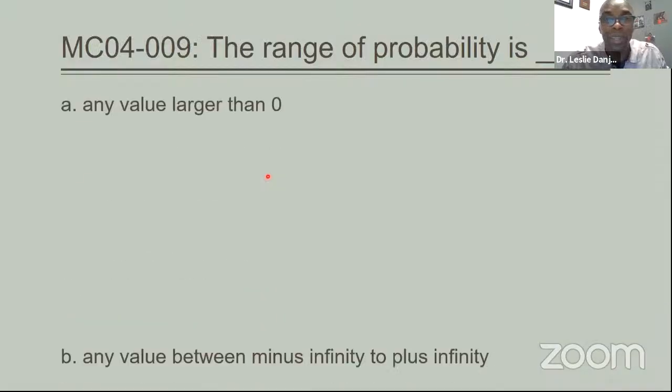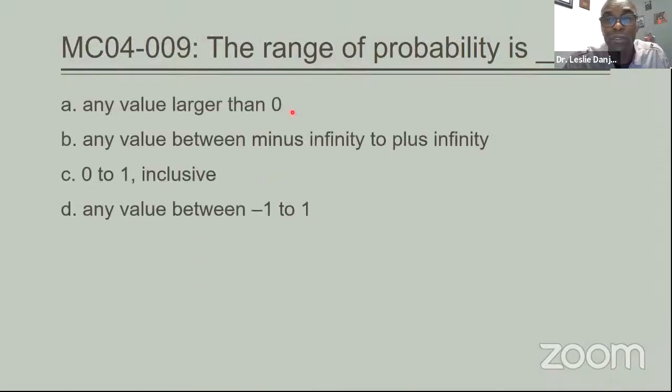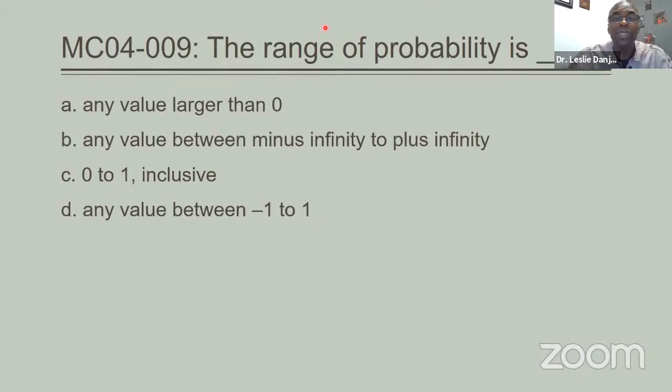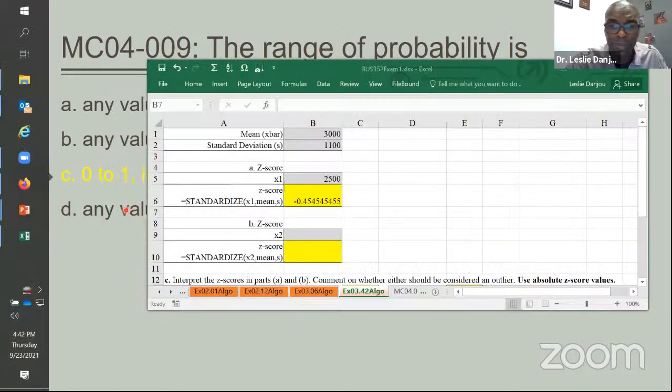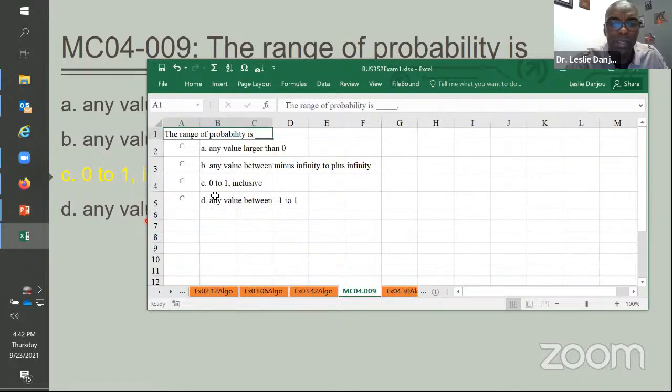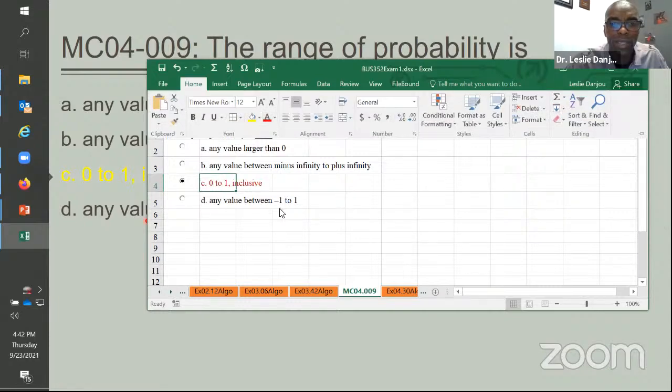Chapter 4 has 3 questions. Here's the first one: the range of probability. Probability is between what 2 numbers, y'all? Always remember, probability is between 0 and 1. Note to self, bam. So on your Excel document, we're going to go to this guy right here. It is between 0 and 1. So just check that, make sure you're good with that.